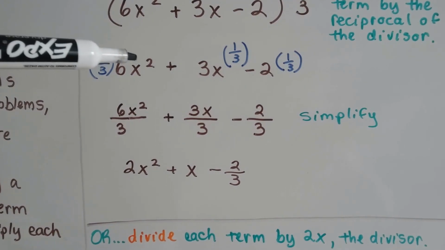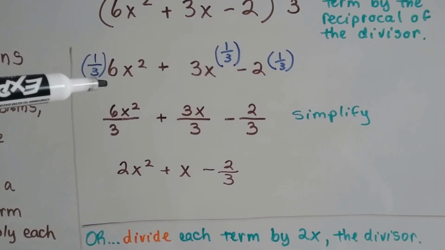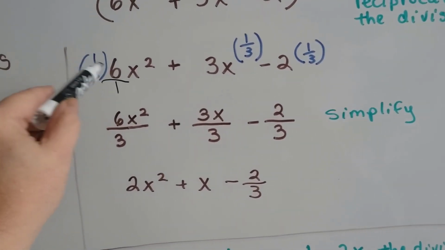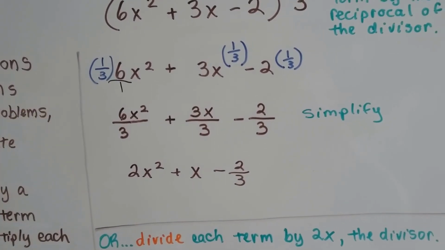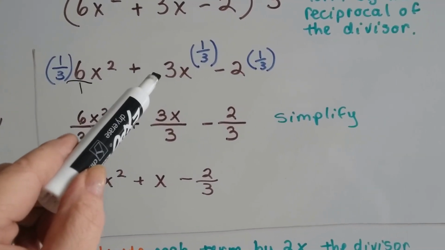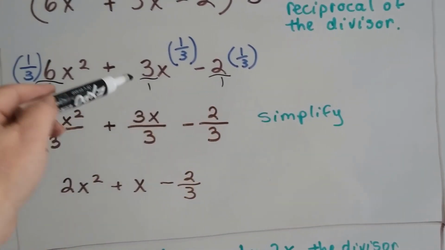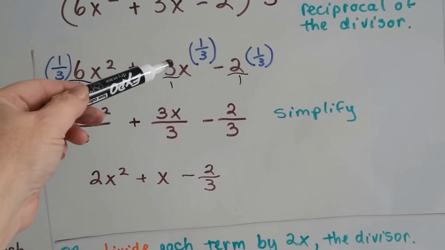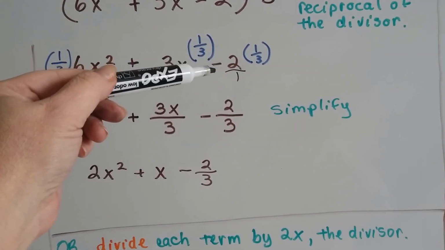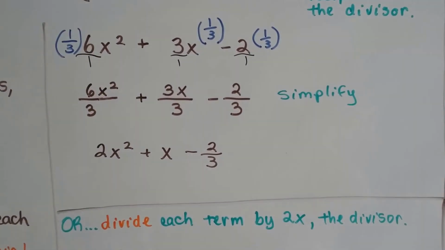And 6x squared times 1 is 6x squared, and the 3 would be multiplied by a 1, wouldn't it? Because 6 over 1 is the same thing as 6x squared. So we'd have 6x squared over 3. For this one, these would all be over 1, wouldn't they? We'd end up with 3x over 3. And for this one, we'd have -2 over 3. Now we can just simplify them.